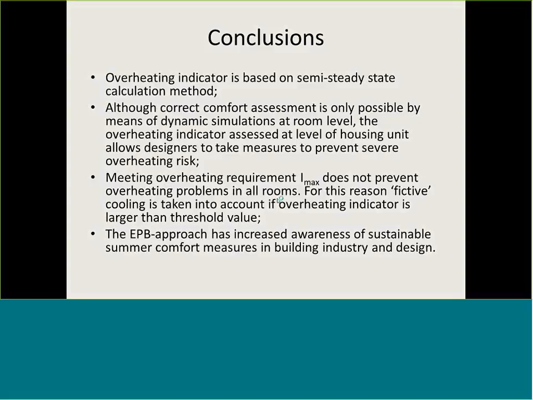In fact, we've seen with experience over the last 10 years that the EPB approach has increased awareness of sustainable summer comfort measures, both in the building industry and in design.